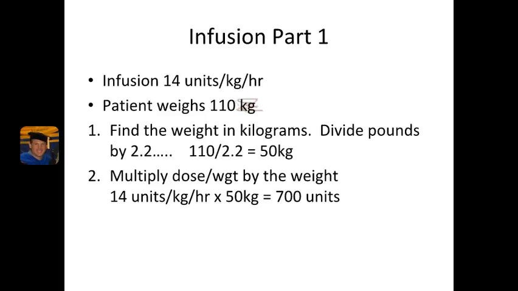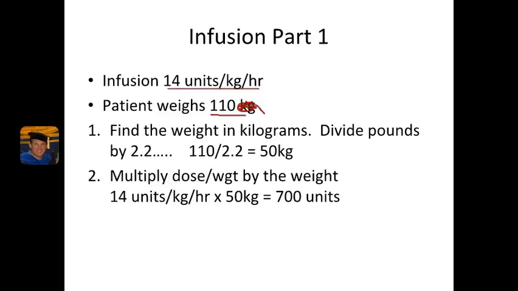First, in part 1, you're going to figure out, based on the weight per kilogram per hour, the number of units per hour. Then in the second part, you're going to figure out the number of milliliters per hour based on the units per hour. So here we have a typical order, 14 units per kilogram per hour. And again, 110, it's supposed to be pounds, not kilograms.